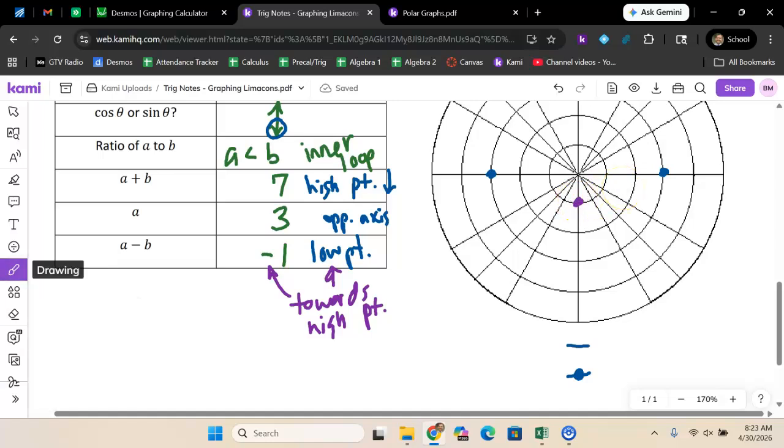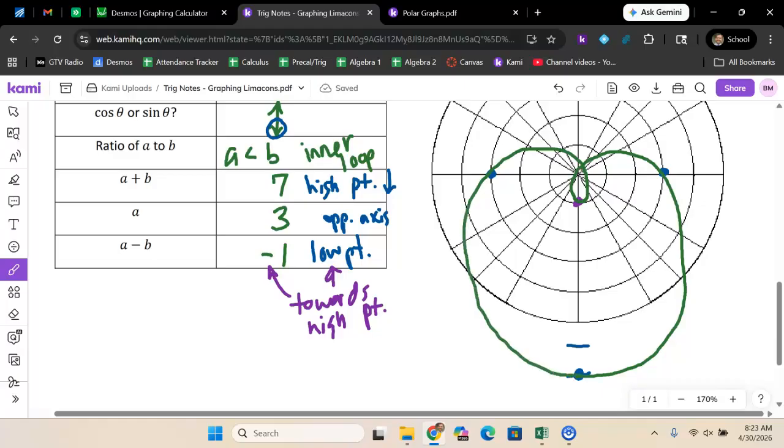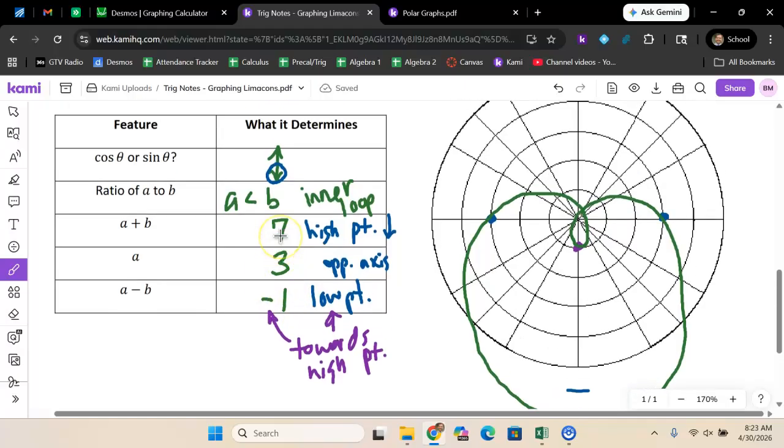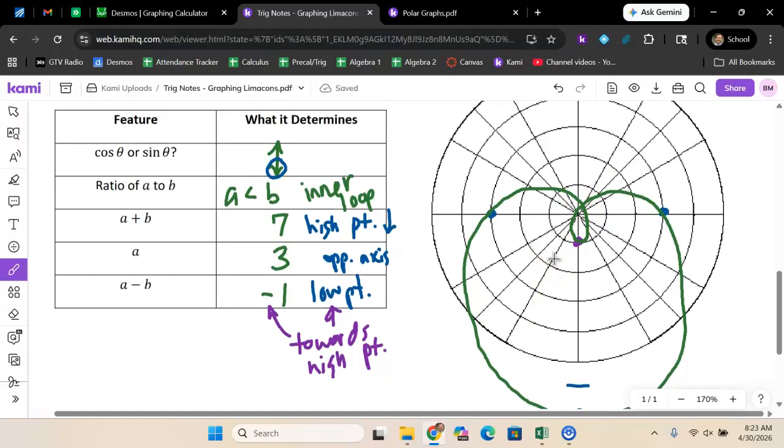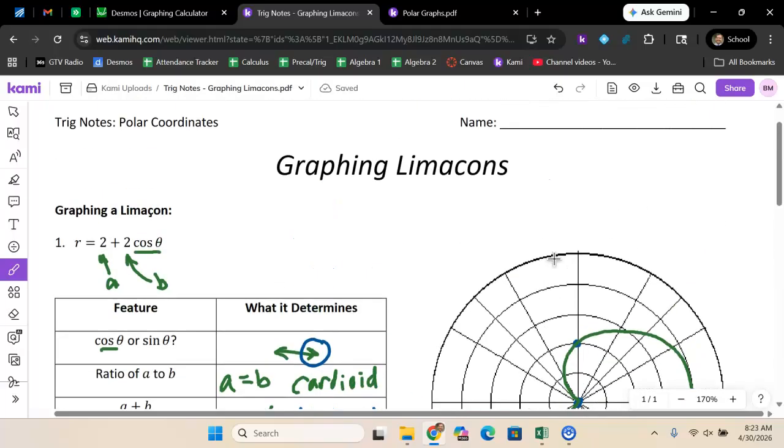Okay, so with those points, I will do my best to make this graph. I'm going to go out wide, go through here. I'm going to make my loop, come back wide again, and go back through there. And that would be our graph for that one. So a couple key points. If a minus b is a negative number, low point towards the high point. If a minus b is a positive number, then you are going to work away from the high point to create that. Okay, so that is graphing limacons.